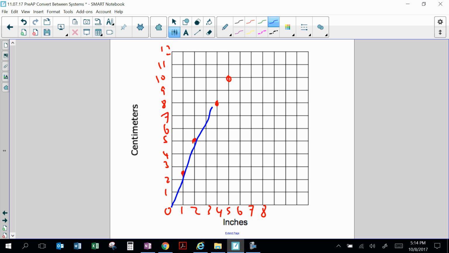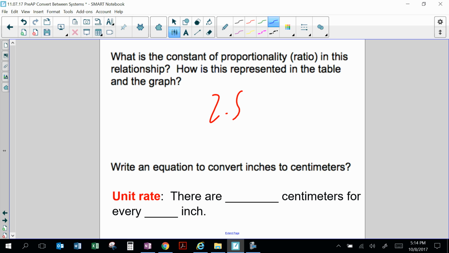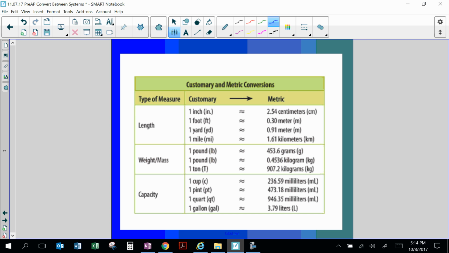If we make a line of best fit, you will see it through this graph. So there are 2.5 centimeters for every inch, or per inch. So there are 2.5 centimeters for every 1 inch. And we can check our work through this table. 1 inch is about 2.54 centimeters. We didn't get it exactly, but we did a pretty good job, I believe.